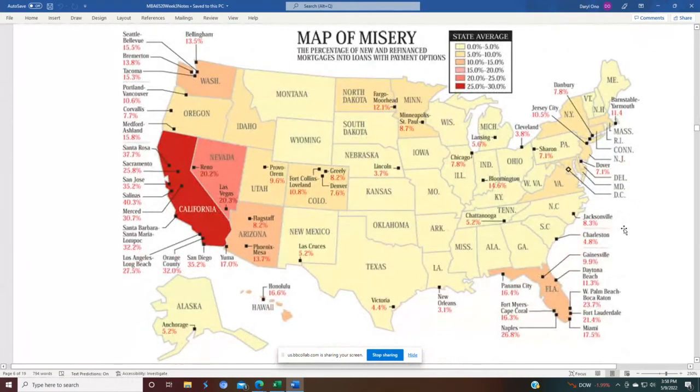So here's another map here. What is this map basically? These are new and refinance mortgages, financed with payment options. Basically, these are the houses that are being defaulted on. They're defaulting on their home loans. So again, the heat map is a good way to show the percentage of houses that are being defaulted on.